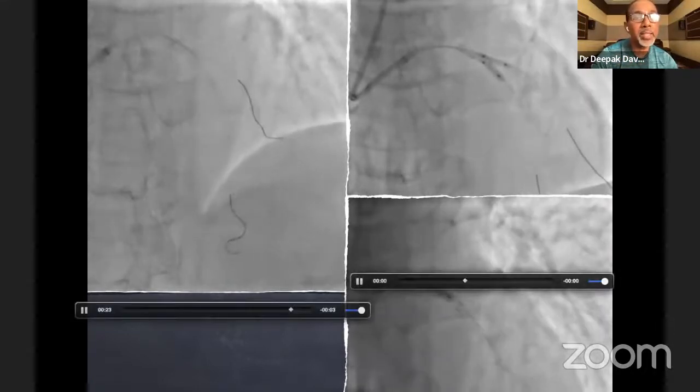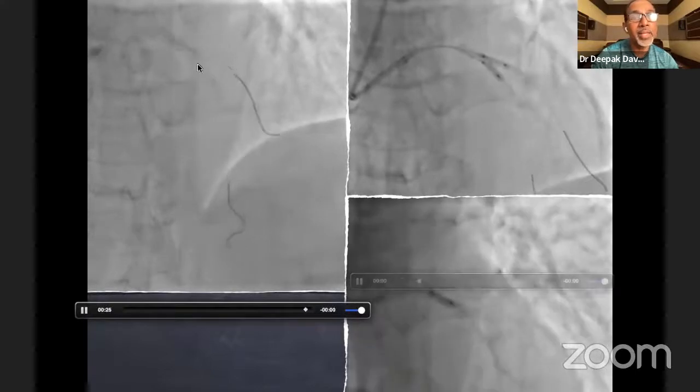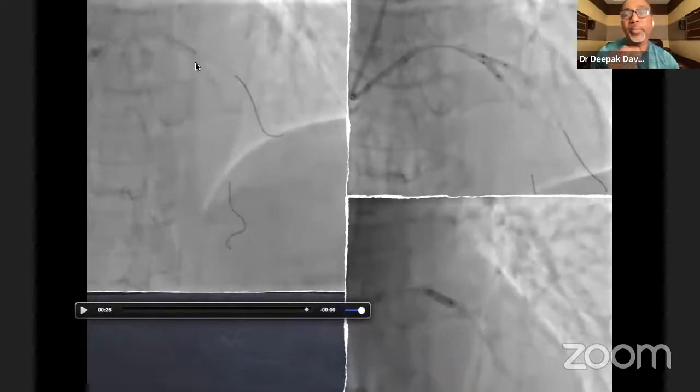We were trying to recross into the side branch. Once we recross into the side branch, you could see that in the same frame itself, the balloon could be easily negotiated into the side branch. As you see the follow through of that particular image, the balloon which is coming from the left main has easily gone into the side branch. So this is just to highlight the fact that imaging made us more wiser.